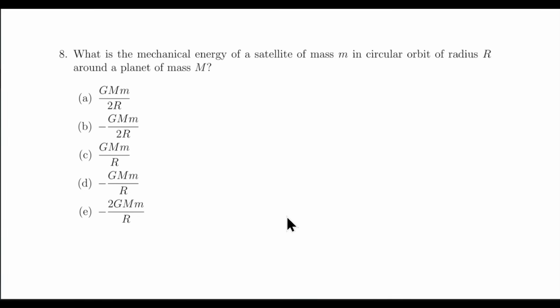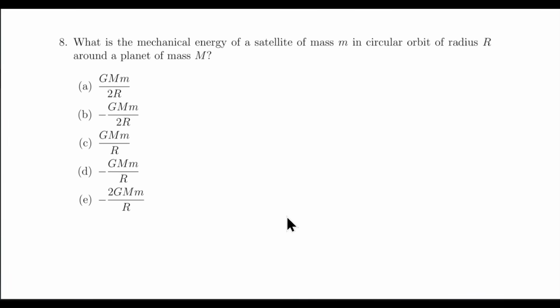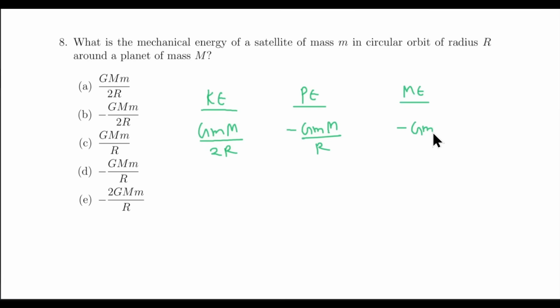All right. What is the mechanical energy of a satellite of mass m in circular orbit r around a planet of mass M? This is a really straightforward question, literally just formula based. So for the mechanical energy, I will write all three energies. Kinetic energy is given by GmM over 2r, where m is the mass of the satellite and capital M is the mass of the planet. Potential energy is negative GmM over r, and the total mechanical energy, when we add these two, is negative GmM over 2r, which is option B. That should be the answer.